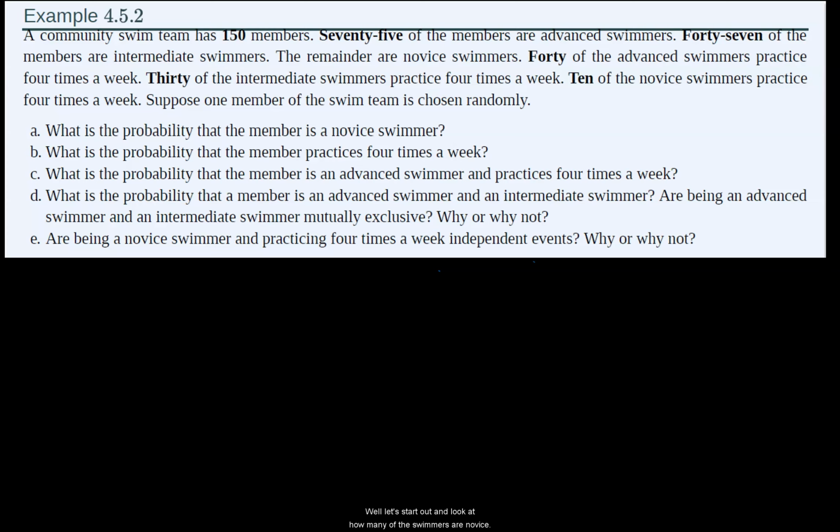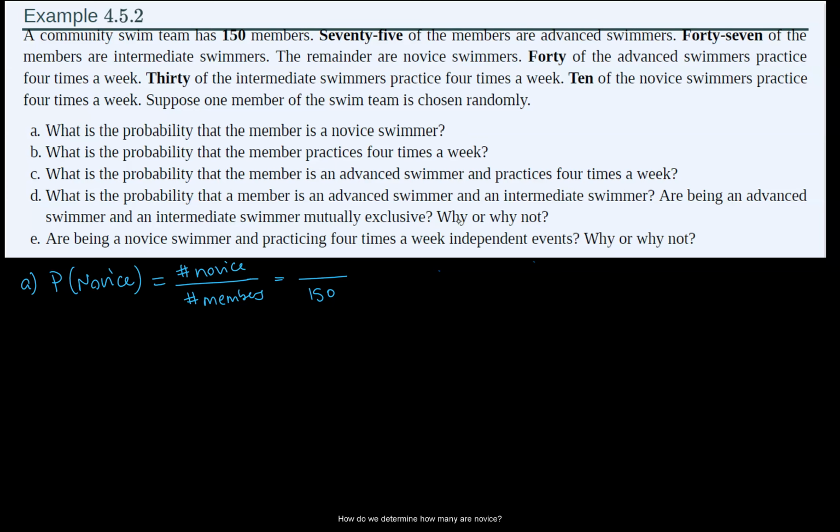Well, let's start out and look at how many of the swimmers are novice. So the probability of a novice swimmer would be how many novice swimmers we have divided by the total number of members. And we know the total number of members right now is 150. But how do we determine how many are novice? Well, we may need to come up with a way to visualize this a little easier, and there are several different ways we can. Let's organize our information to see if we can make this a little easier.